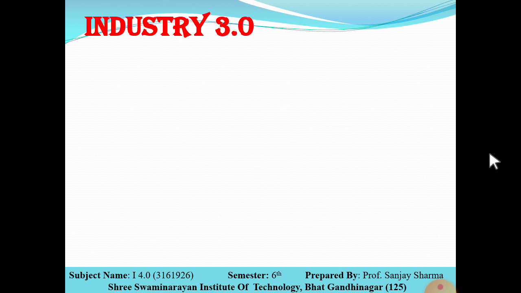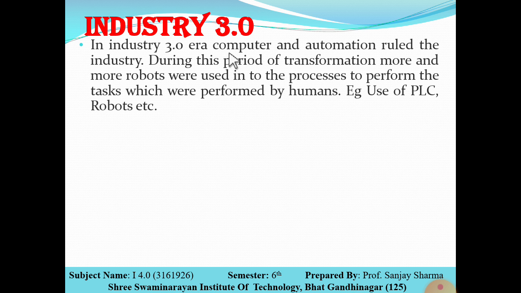Now, what is Industry 3.0? Industry 3.0 is an era where computers and automation ruled the industry. Nowadays, whenever we go to some industry, even a small scale industry in nearby GIDCs, there we see the CNC machines. There we see some computers attached to the machines for the operation of any job work. So during this period of transformation, more and more robots were used in the process to perform the tasks which were performed by humans.